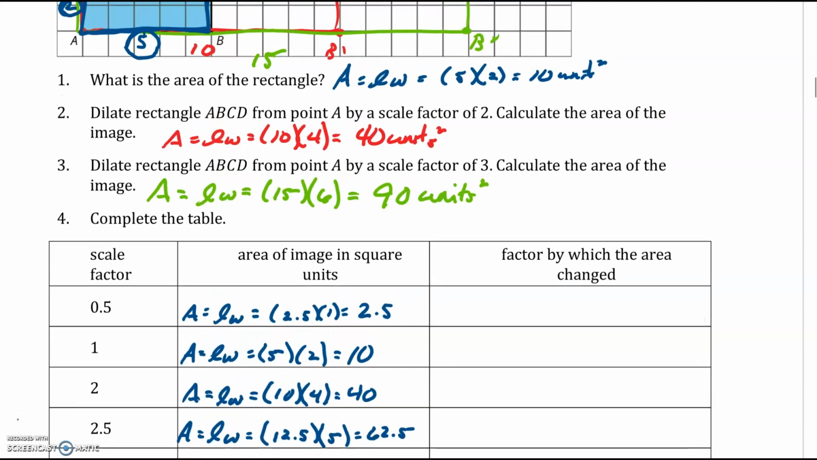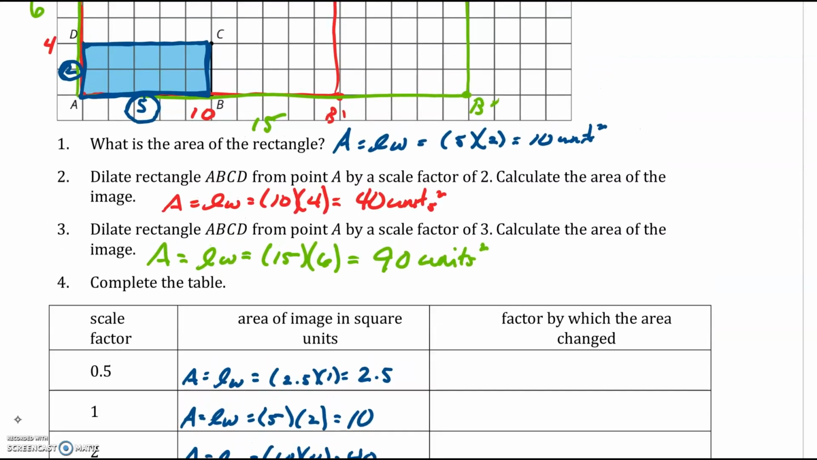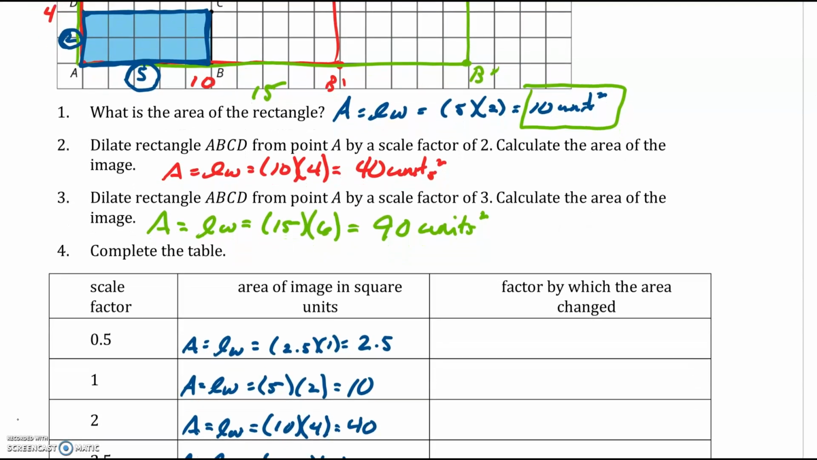Now, what I want to do is figure out the factor by which the area changed. So let's remember what my original area was. My original area was this 10 square units. So I know that I'm multiplying 10 by some value and getting 2.5 out. Okay, so what do I have to multiply 10 by to get 2.5 out? Well, if I divide both sides by 10, I get an x value here of 0.25.